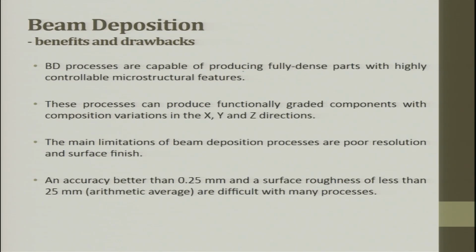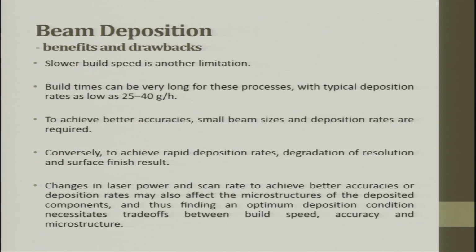Beam delivery processes are capable of producing fully dense parts with highly controllable microstructure. This process can produce functionally graded components in the x, y, z directions. The main limitations of the beam deposition process are poor resolution and surface finish. The accuracies we talk about are 0.25 millimeter; surface roughness of less than 25 micrometer is difficult for this process. The benefits and the drawbacks: slower build speed is another limitation.